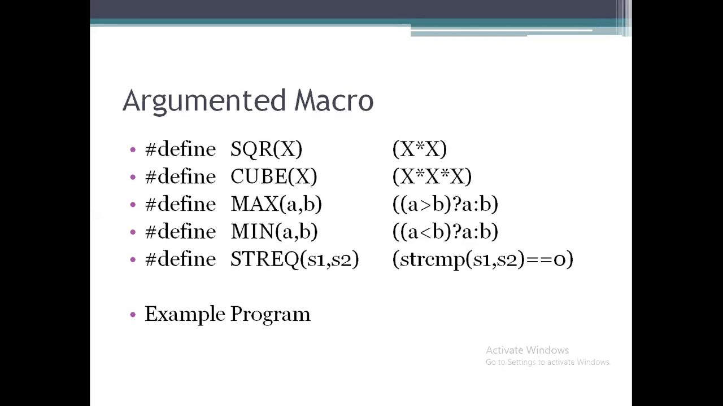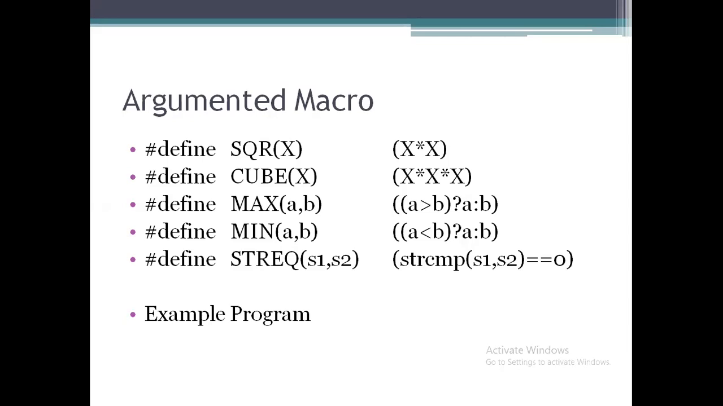Next, STREQ. STREQ means string equal or not. We are passing two strings, s1 and s2. If both are equal, it returns true, otherwise it returns false. How is it done for this macro? What is the definition? According to the string handling functions, strcmp returns 0, -1, 1. If the difference between string 1 and string 2 is 0, then both are equal. Then STREQ, string equal, returns 1 if true, otherwise it returns false. That is the mechanism.